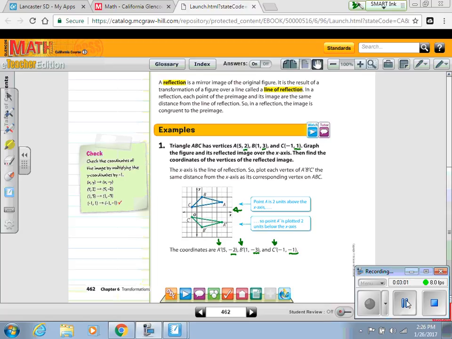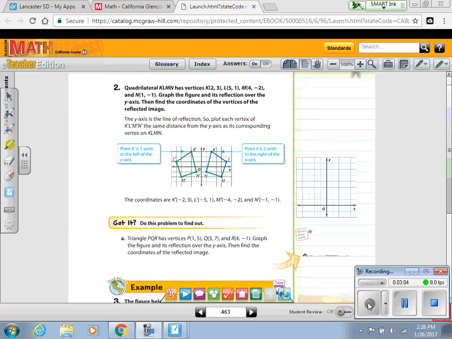All right, so here on example 2, we have a quadrilateral, and here are the coordinates of it. And it's going to flip across the y-axis. It's going to go over the y-axis. So that means we're changing the x coordinates. We're multiplying the x coordinates by -1. So when we do that, we get our primes. Our K prime is (-2, -5), (-4, -1).